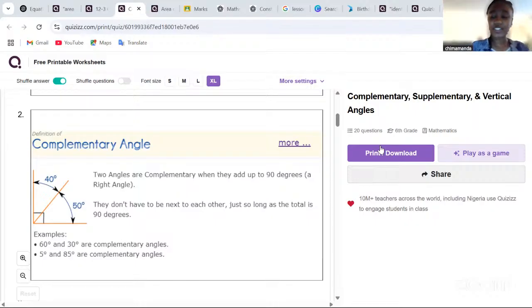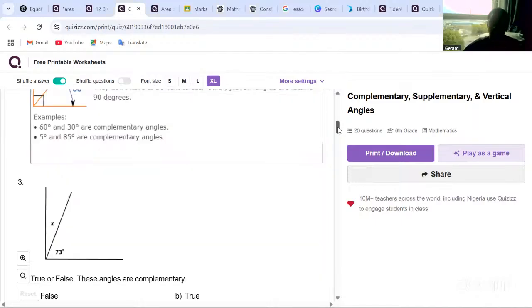Don't worry, I've already gotten one. Did somebody already? Okay. Beautiful job. I'm happy that both of you understand what complementary angle is all about now. Remember, complementary angles are those angles that, when you add them up, give you 90 degrees, which is obviously a right angle. So let's now go to what?